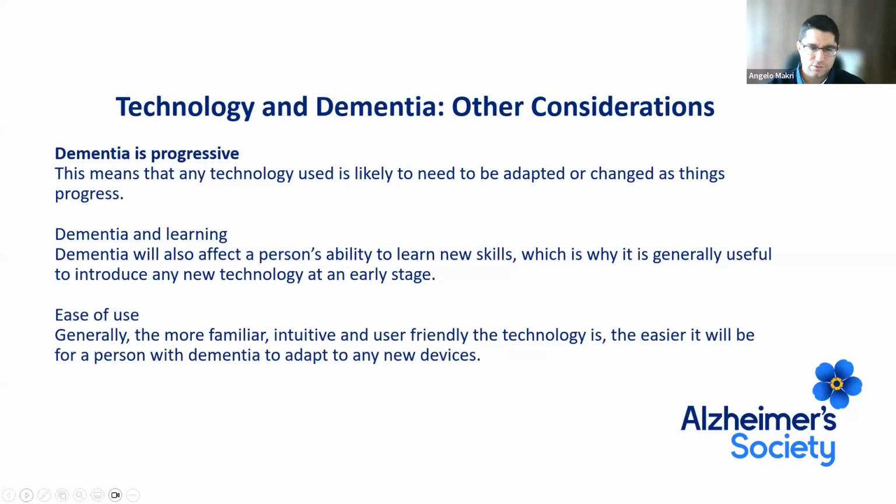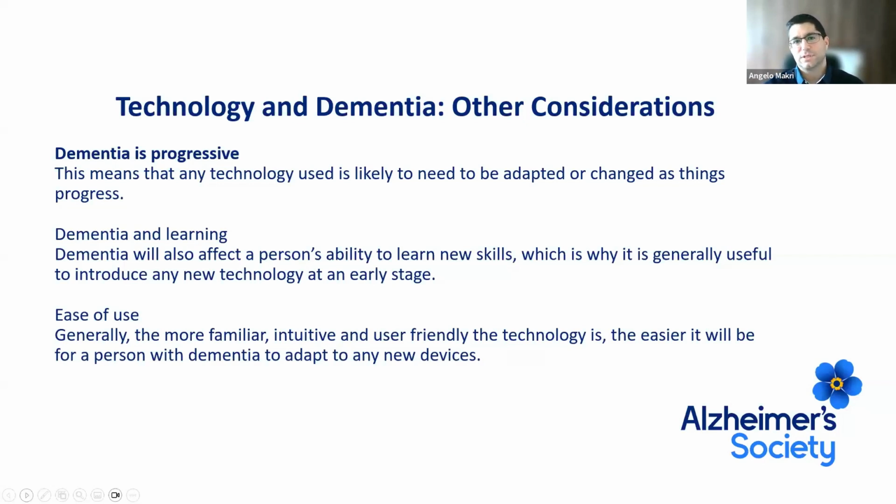So looking at ease of use, I've put that the more familiar, intuitive, and user-friendly the technology is, generally, the easier it will be for a person to adapt. So, for example, in terms of familiarity, going from a landline analog telephone to a mobile phone isn't that much of a leap. You're still holding a handset, you're still holding it to your ear, you're still speaking into the part down here. It's not that much of a leap.